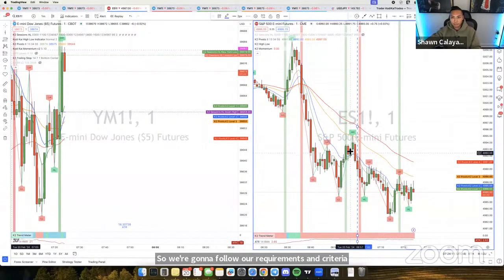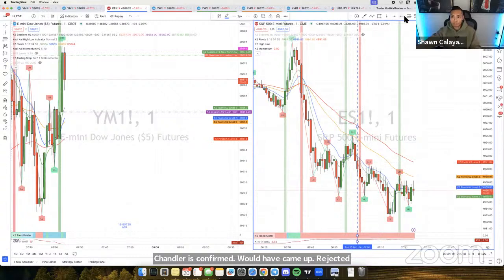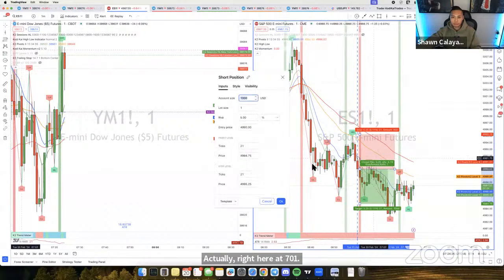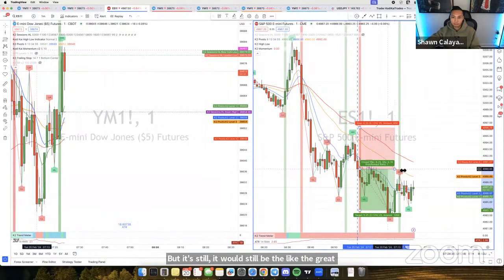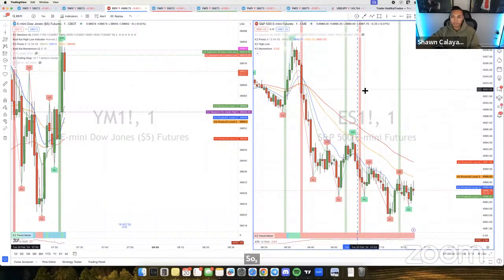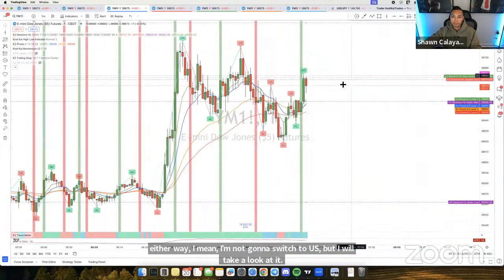the PRB would have happened right here. Trend would have confirmed, would have come up, rejected, space. Yeah, like you said, Kenny, the entry would have happened right here at 7:01. But the criteria still wouldn't be met at that point. So either way, I'm not going to switch to ES, but I will take a look at it and see if it's worth looking at.